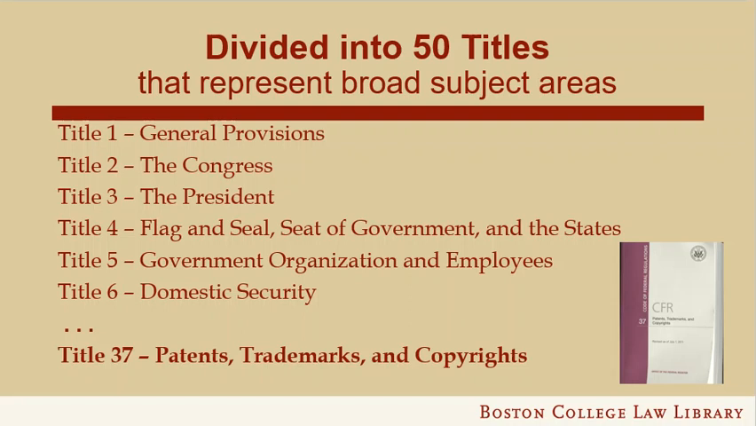The CFR is divided into 50 titles that represent broad subject areas ranging from agriculture to wildlife and fisheries. Some CFR titles have the same numbers as their U.S. Code counterparts. For example, Title 26 of the U.S. Code is the Internal Revenue Code, and Title 26 of the CFR is Internal Revenue. And some don't match up at all. For example, Title 37 of the CFR concerns patents, trademarks, and copyrights, even though each of those subjects is covered by a different title of the U.S. Code.